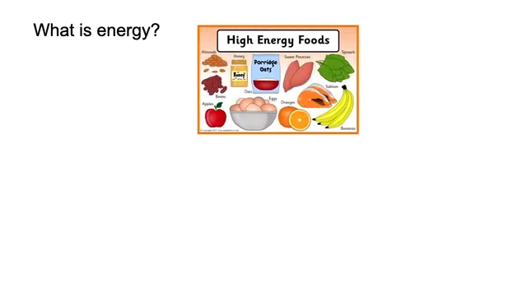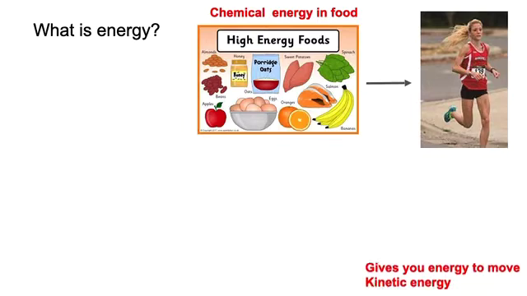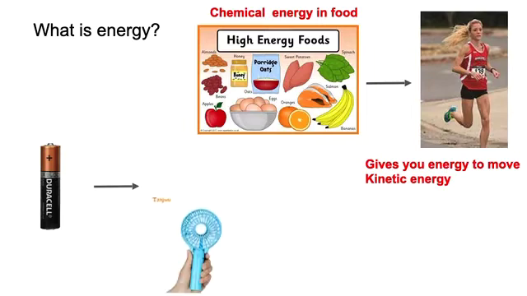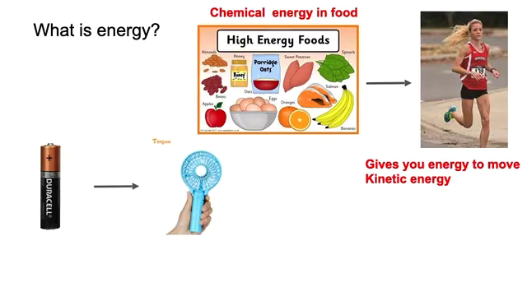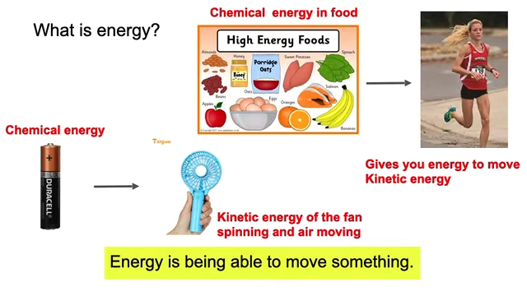So what is energy? Well, we've got high energy foods that we eat. It's in a chemical form, and we convert that into movement. It's the movement of kinetic energy. We've also got chemical energy in the form of a battery, which we can convert into that kinetic energy in a different way, like a fan. So energy is being able to move something, quite simply.